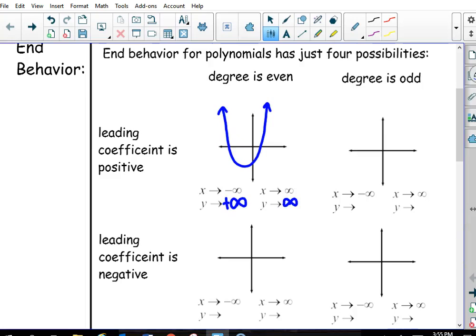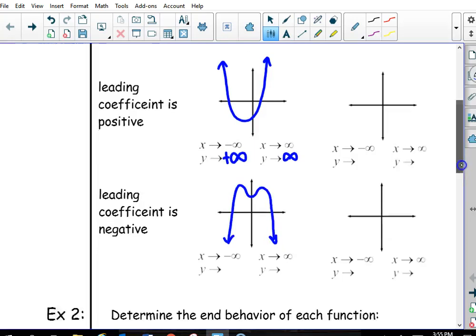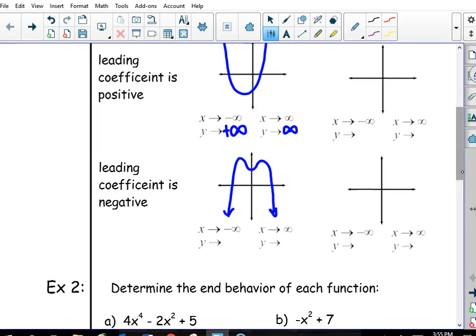Okay, let's go down to where the degree is even and our leading coefficient is negative. This is kind of a 4th degree here, but the same thing would work with any even degree: 2nd, 4th, 6th, whatever. We can see on the left-hand side where x goes to -infinity, y is also going to -infinity. And on even degree, you always have the same end behavior on both ends. They'll both be pointing in the same direction.